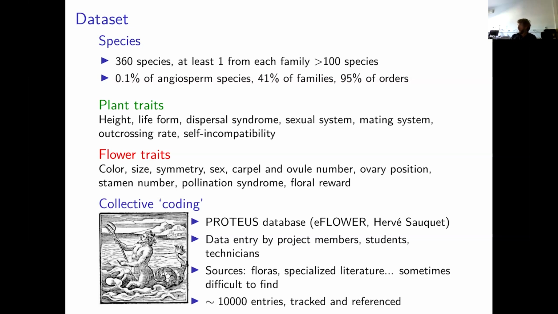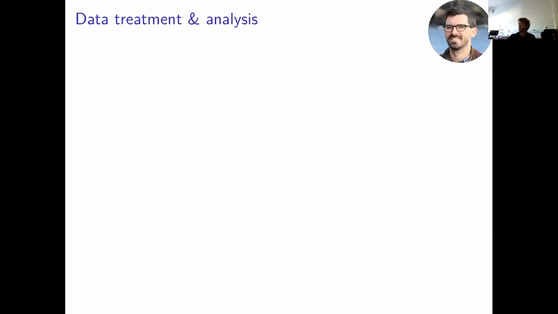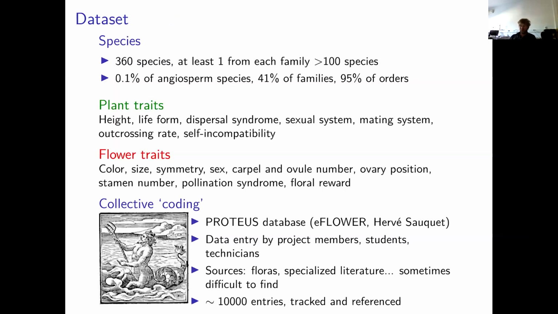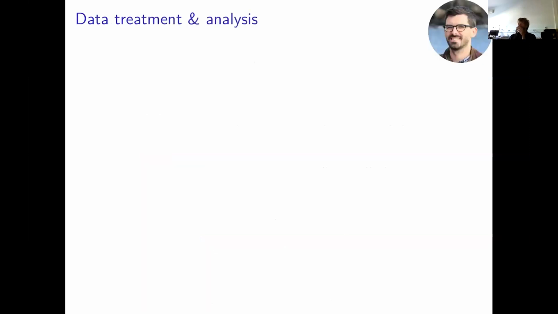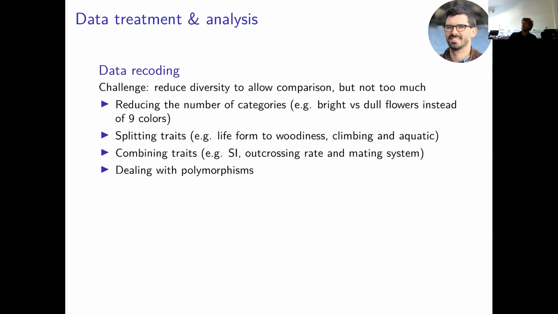And well, it was a huge effort, even if the data set doesn't look that spectacular, 360 species, sorry, because you have to get all this information from floras, from specialized literature, and they're sometimes very difficult to find. So in the end, we had about 10,000 entries, they were tracked and referenced. And this is also where Andrew Helmstetter did a lot of work on trying to analyze this wealth of data. So I'm not going to go into detail.